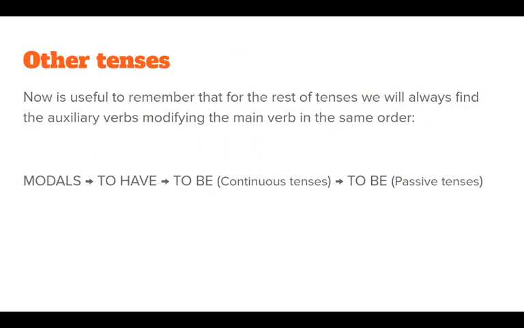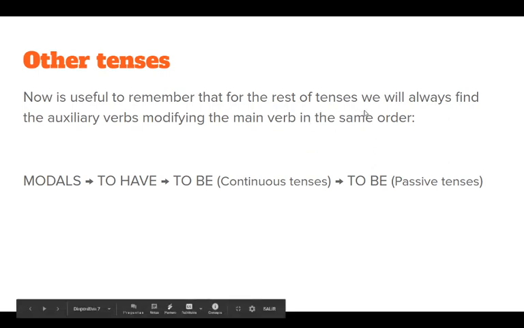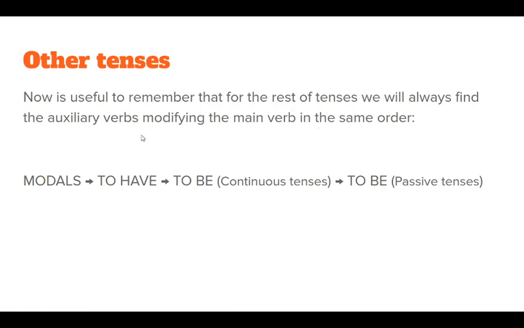Now, let's have a look at how to turn the rest of tenses into their respective passive forms. It's useful to remember, as I've mentioned sometimes, that for the rest of tenses, these auxiliary verbs, or the verbs that we use to modify the main verb, always go in the same order. So we are going to first find modals, then to have, then to be when it's used to make continuous tenses, and then to be when it's used to form passive sentences.